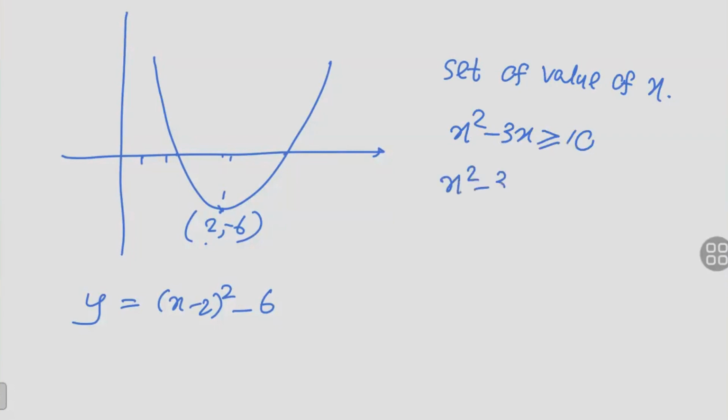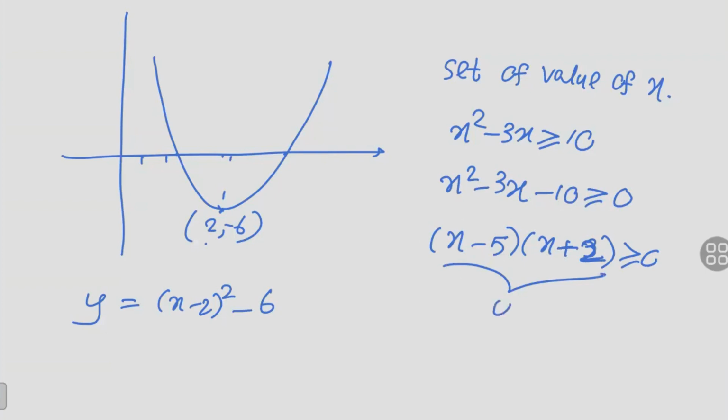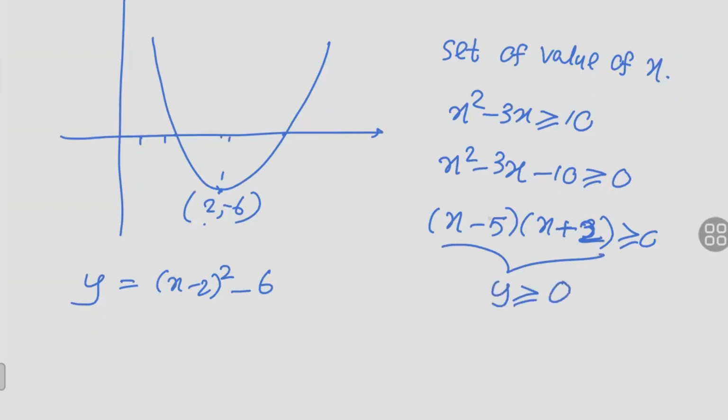If you write x squared minus 3x minus 10 greater than or equal to 0, then what are the factors of this? You will get x minus 5 and x plus 2, right? So this is plus 2, this is minus 5. Take it as y greater than or equal to 0. You are getting a minimum curve, right? Minimum curve means x equals minus 2, x equals 5.